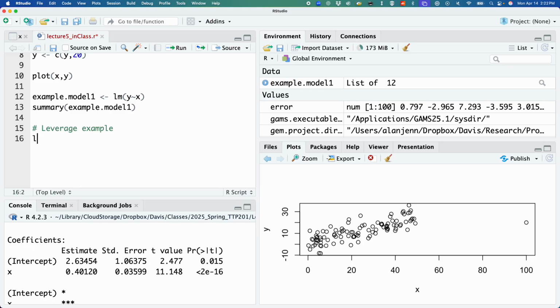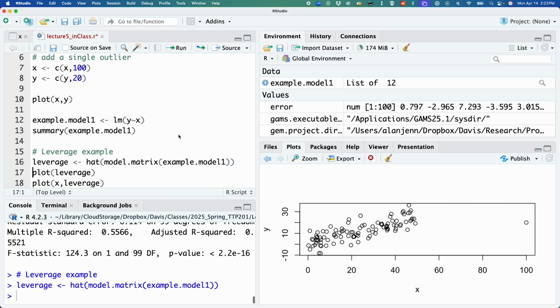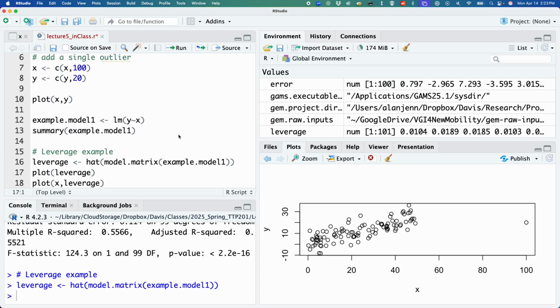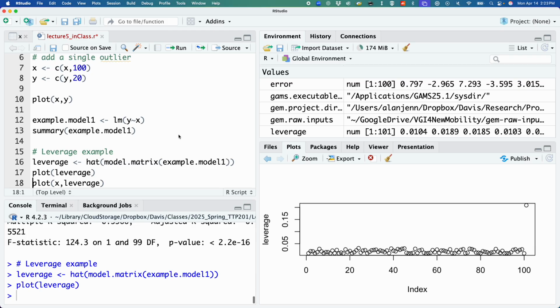So, leverage example. The way that we calculate leverage, we use this function called hat. It takes in a matrix, so we have to put our model into a matrix. And I can just straight up plot leverage, and I can plot x against leverage as well to identify which point is the outlier. So here it calculates the leverage, and then I plot it.